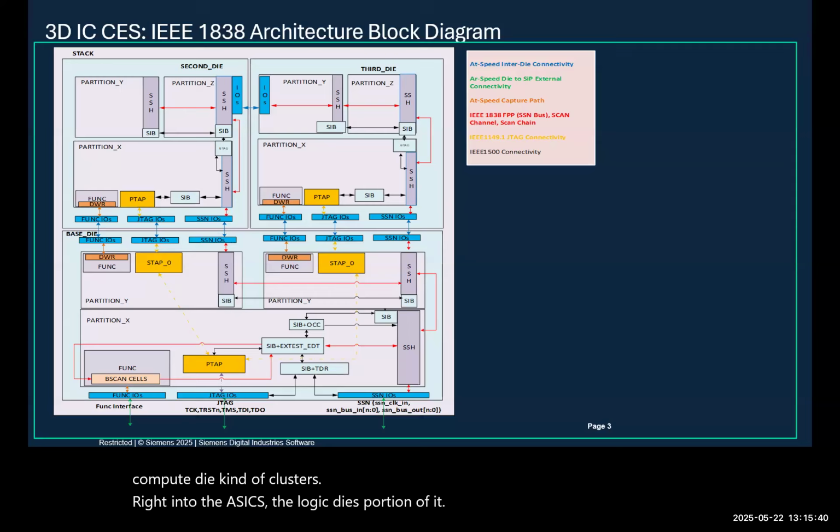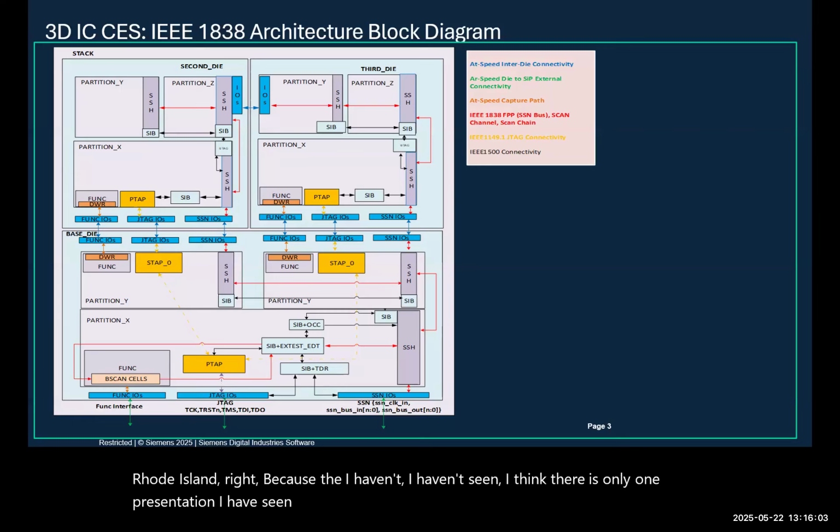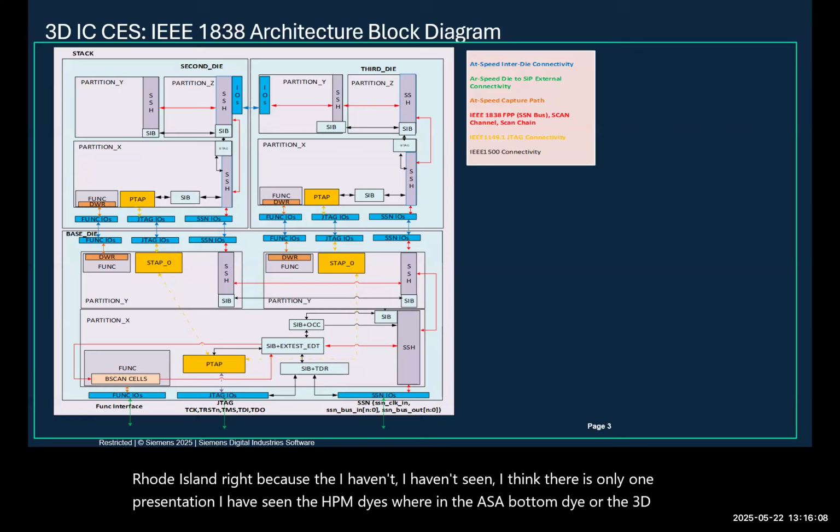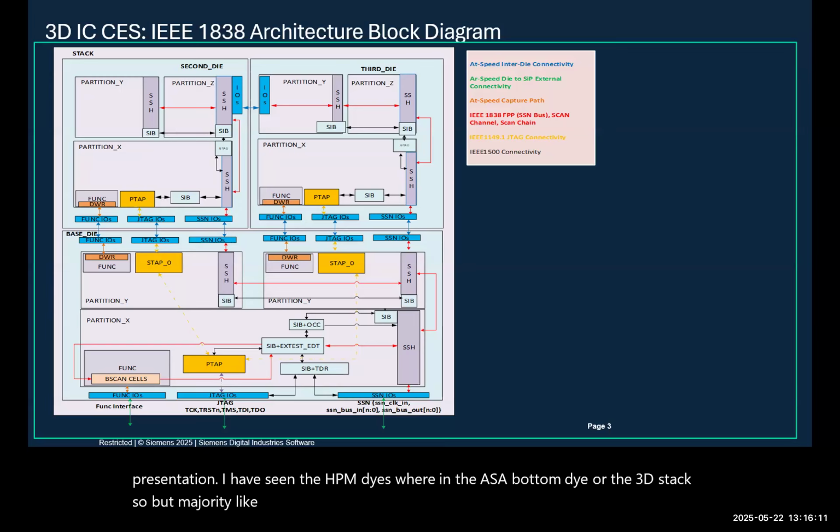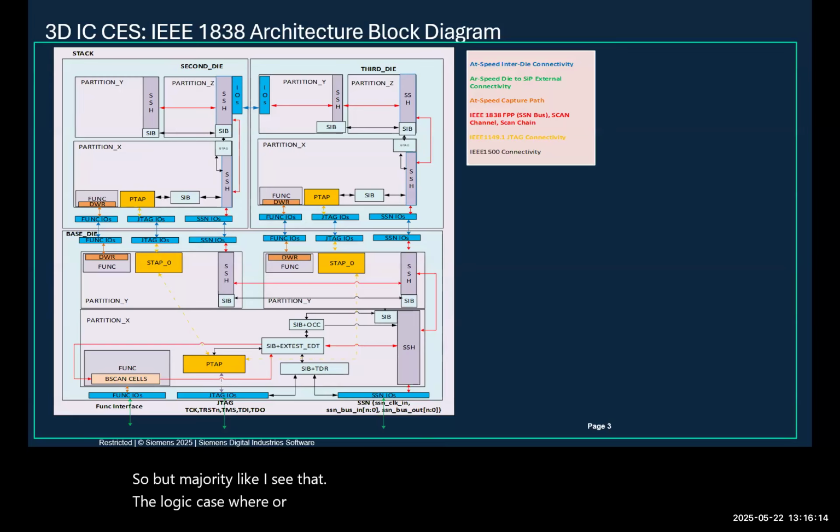Okay, so in the final assembled product, you're saying that the HBM IEEE 1500 ports are going to be connected to the ASIC, and then all the testing happens through the ASIC. Right. I think there is only one presentation I have seen where the HBM dies were the bottom die for the 3D stack. But in the majority, I see that the logic dice or the IO dice are the base die.